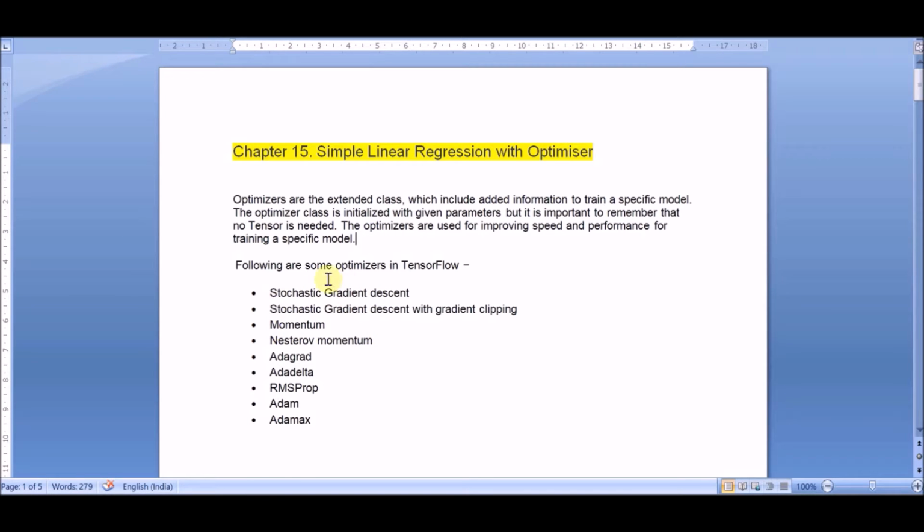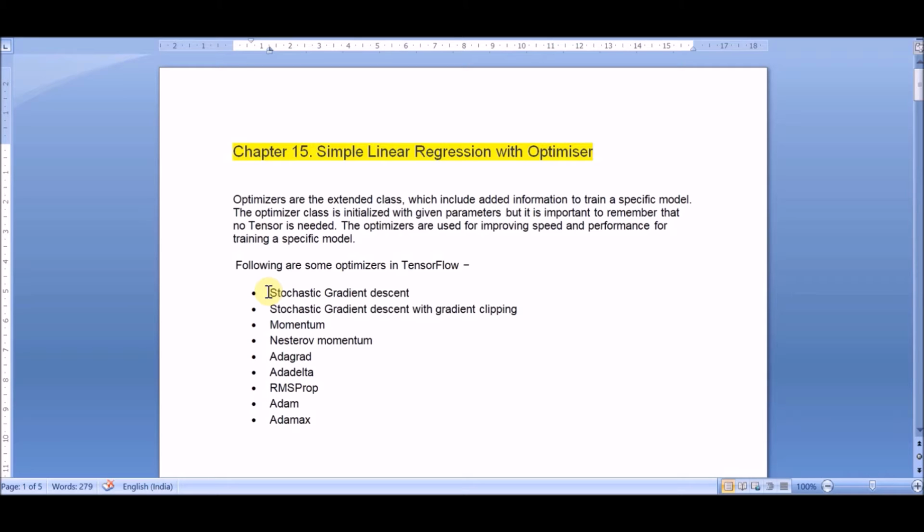Now, these are many of the optimizers available in TensorFlow, which we will make use of when we move on to neural networks and especially convolution neural networks. I'll just name them one after the other. Stochastic Gradient Descent, also called SGD.